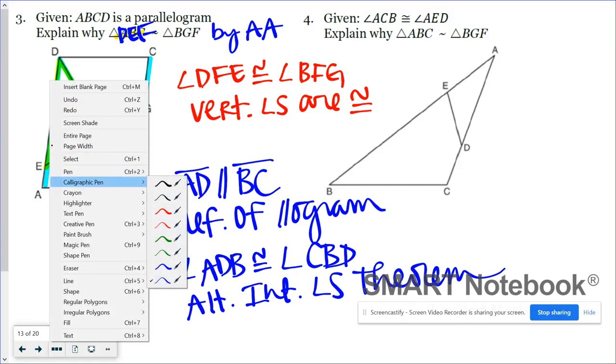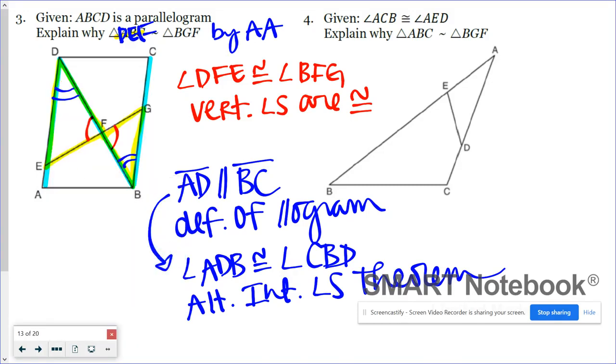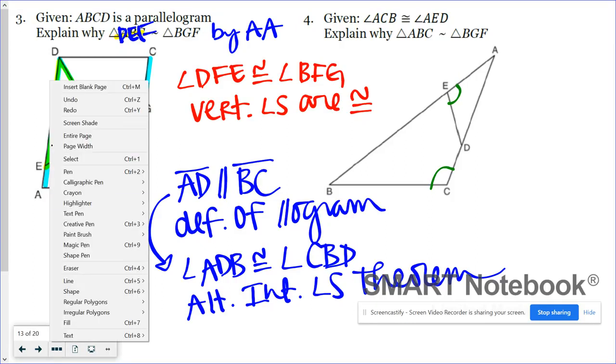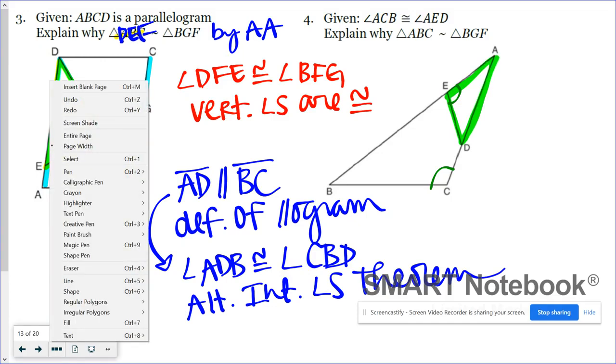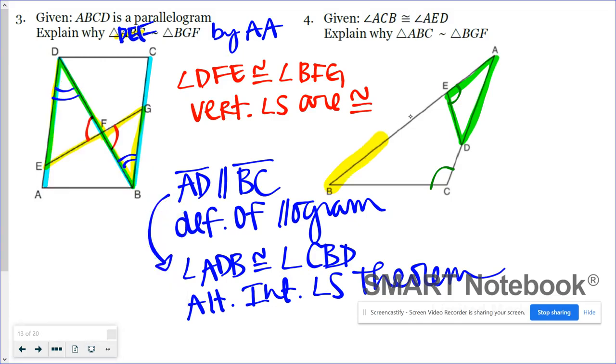So let's check out number 4. Given angle ACB is congruent to angle AED. Explain why triangle ABC is similar to triangle BGF. Once again, I really think I have another typo. Wow, 2 for 2. Way to go, me. So I think we definitely want to work with ABC, but then we also want to work with this little triangle here. Yeah, I'm doing awesome, right?